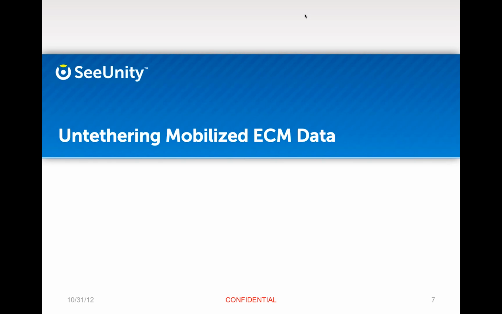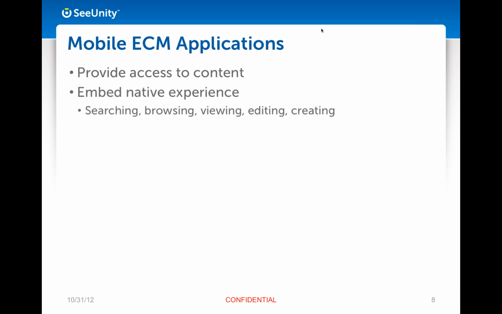So let's move on to specifically what I had been talking about with untethering mobilized ECM data. And we can understand this in terms of traditional ECM applications. So, we could take SeeUnity Mobile as an example. Provides access to enterprise content through a mobile device. We're embedding that native experience so that you can search, browse, sort, and filter content.